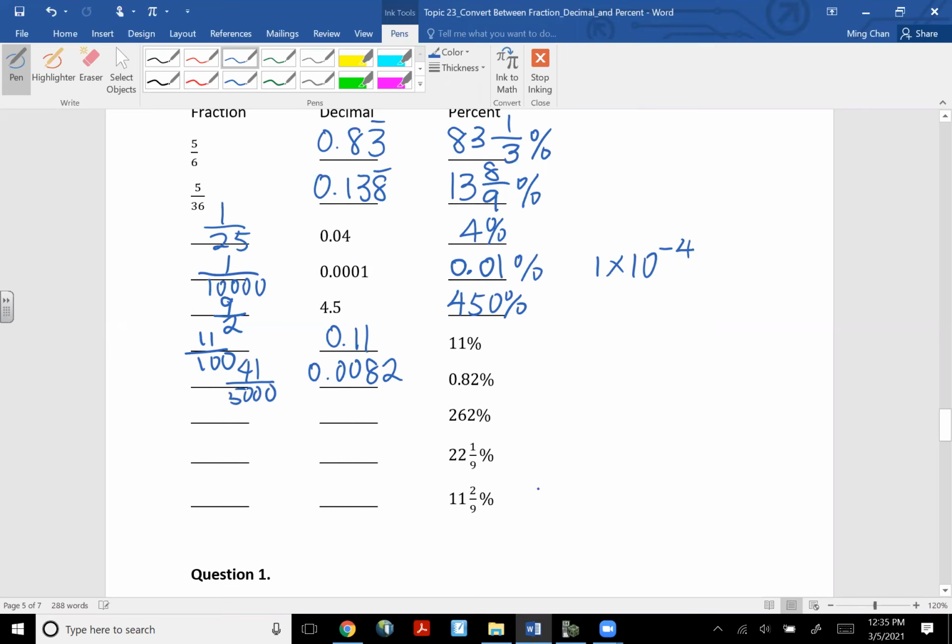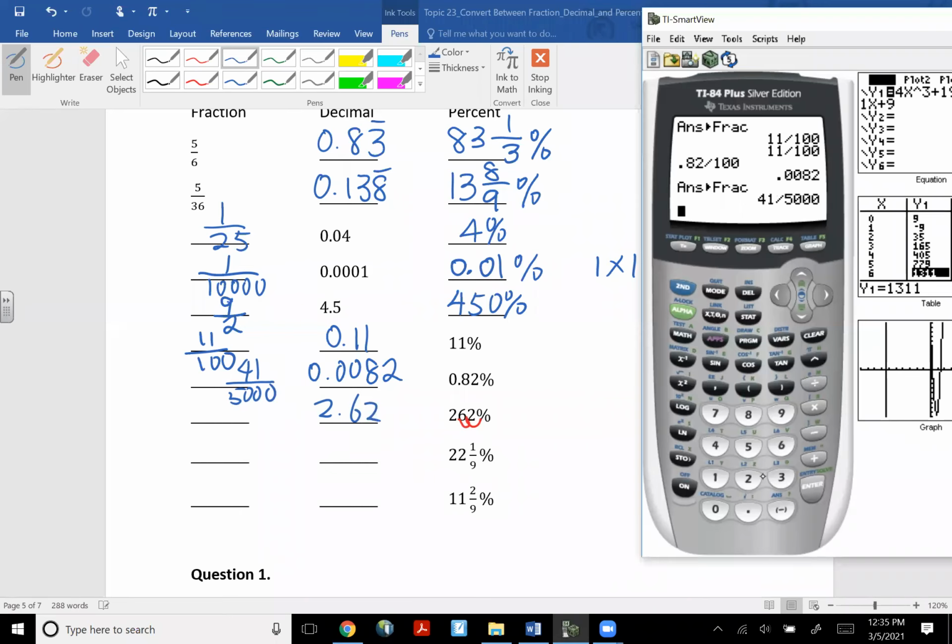All right. 262% is over 100%, so my decimal notation will actually be bigger than 1. If I move my decimal to the left 2 places, I can see my answer is 2.62. Or in the calculator, 262%. If I don't want percent, divide by 100. Then convert the rest of it into a fraction: 131 over 50.